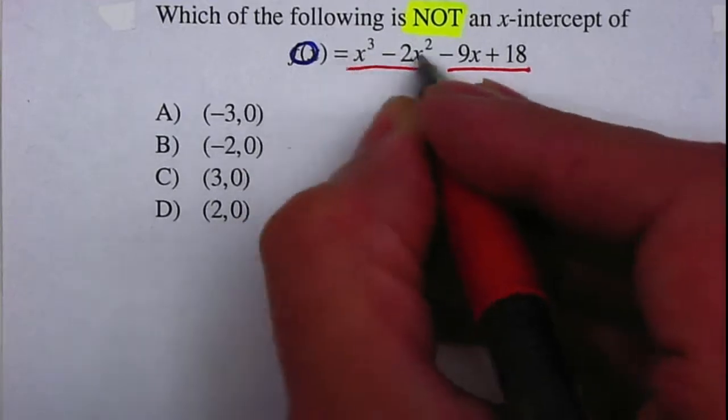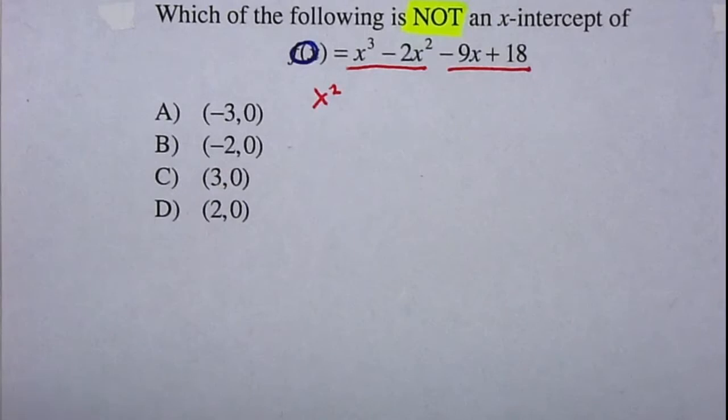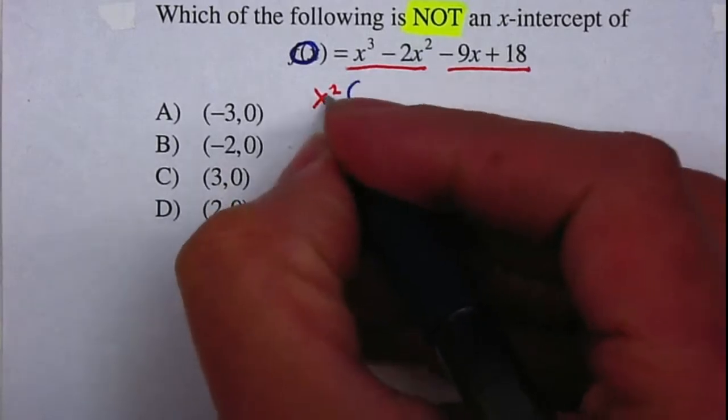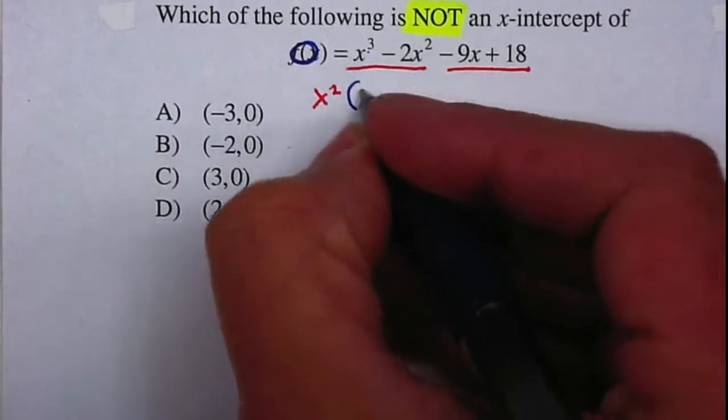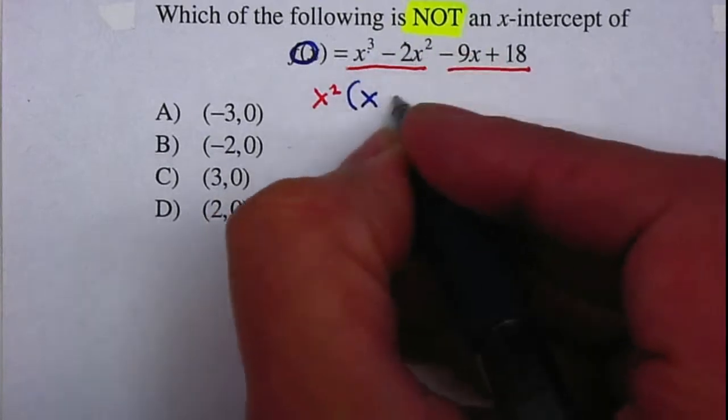This one has x cubed, x squared. So therefore, I can factor out an x squared. And what's left behind? What do I need to multiply x squared by to end up with x to the third? It will be x. X squared multiplied by what gives me negative 2x squared? It will be just negative 2.